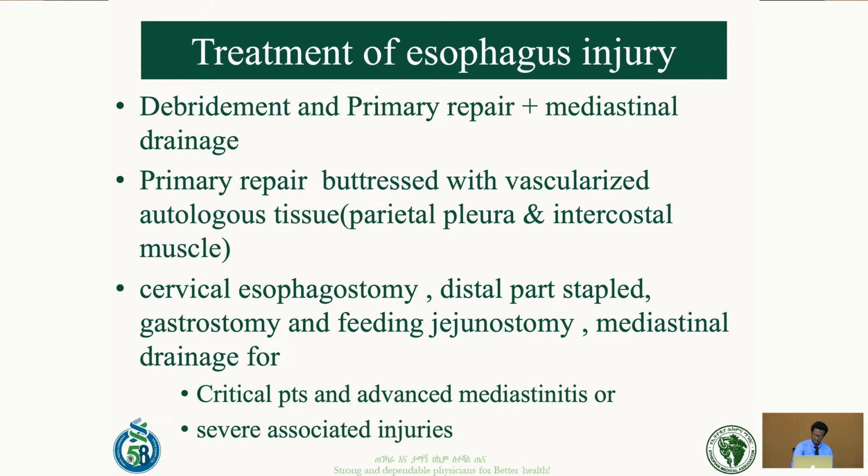If the patient is critically ill with advanced mediastinitis, and if the patient has a devastating mechanism of injury, we can do cervical esophagostomy with the distal part of the esophagus being stapled or closed primarily, and gastrostomy tube applied and feeding jejunostomy with mediastinal drainage is appropriate for critically ill patients with devastating mechanism of injury.